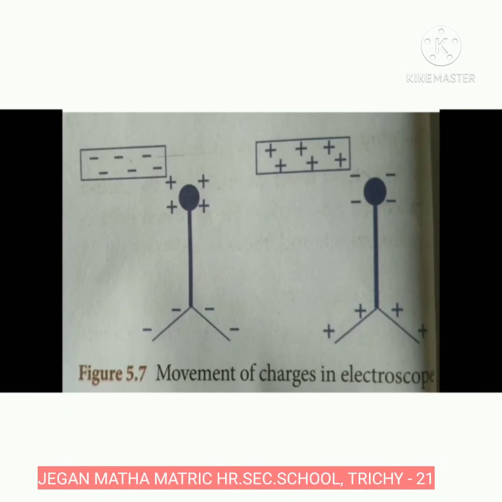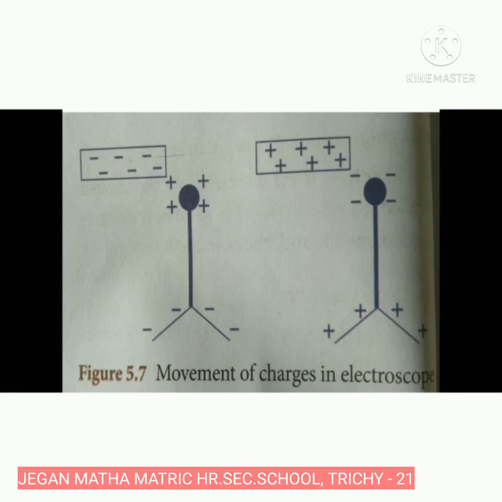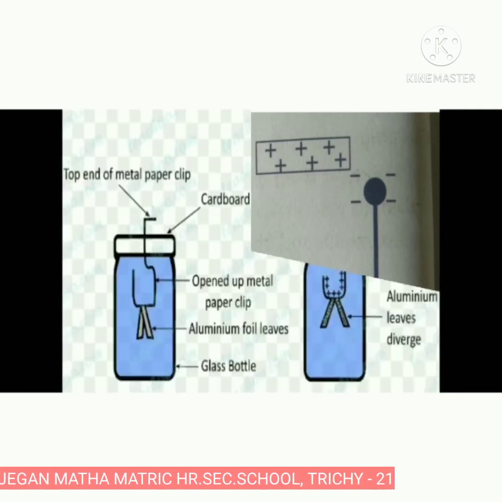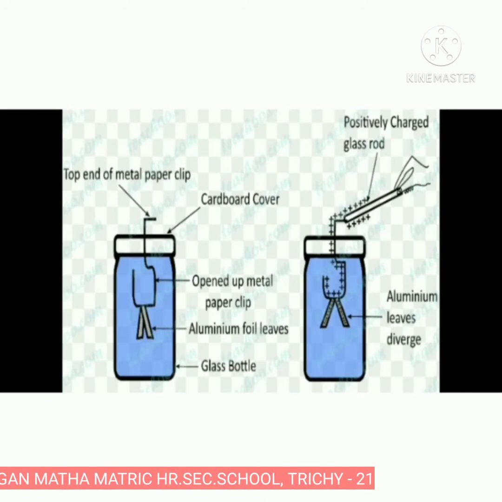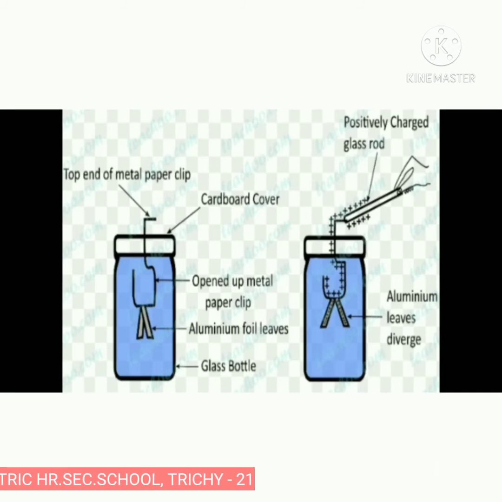If you bring a charged object near the knob, electrons will either move out or into it. This will result in charges accumulating on the metal leaves inside the electroscope. If a negatively charged object is brought near the top knob of the electroscope, it causes free electrons in the electroscope to move down into the leaves, leaving the top positive. Since both the leaves have negative charge, they repel each other and move apart.